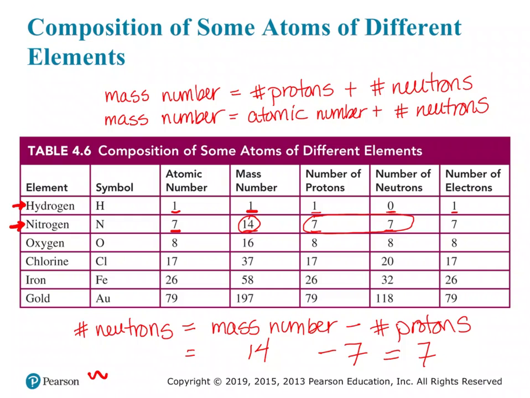Now, we also know that for a neutral atom of nitrogen, we should have the same number of electrons as protons. So we would find that we have 7 electrons in this atom.